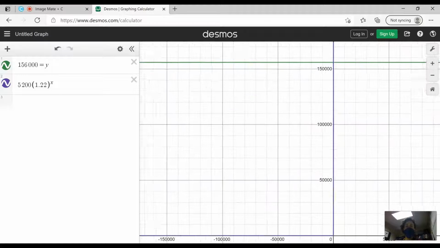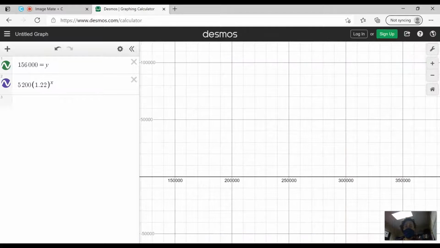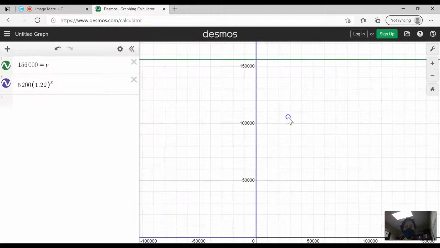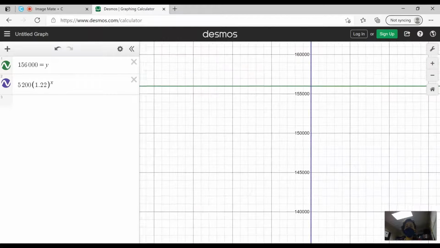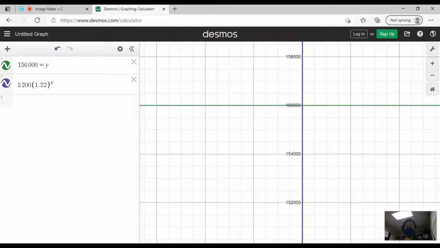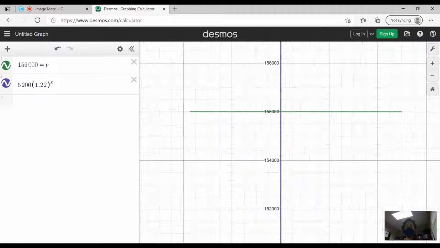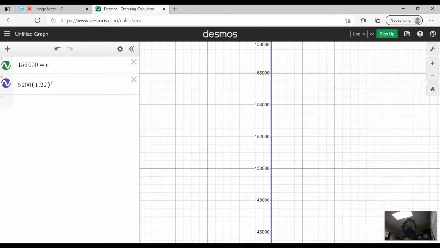So there's that 156,000. What I can't see, though, anymore is the other line. So I'm just going to zoom in a little bit more and hope I can see that. But this is getting pretty tough to see on Desmos. So I don't think I would use this on Desmos. Let me switch back to the other screen and show you what I would do.